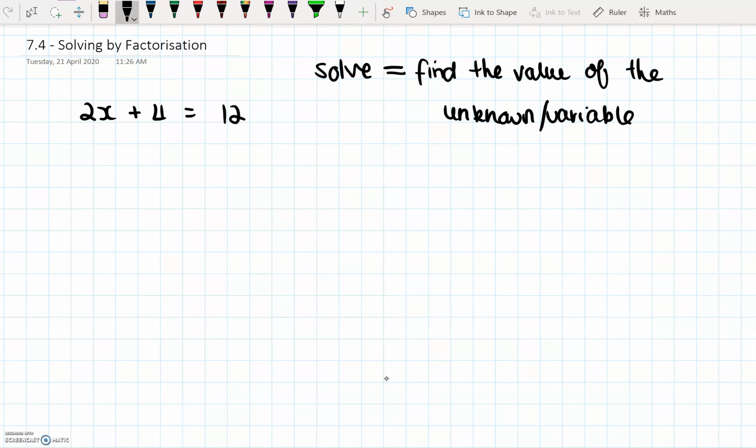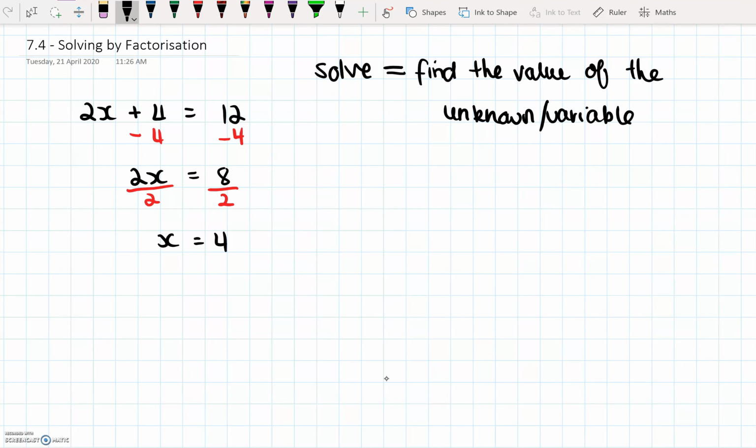So if I asked you to solve 2x plus 4 equals 12, you know the first thing you would do is minus 4 on both sides. Then we get 2x equals 8. We would then divide by 2, and that gives us x is equal to 4.